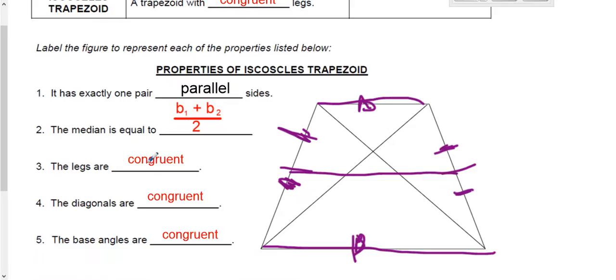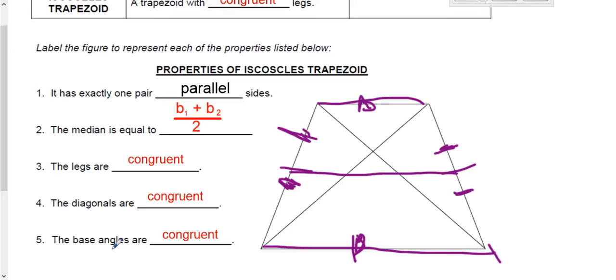Again, the legs in an isosceles trapezoid are equal. This whole side equals this whole side, so when the median splits it, these pieces are all equal. If you draw the diagonals, we didn't talk about the diagonals in the other one because they don't do anything special, but in this one, in an isosceles trapezoid, they are the same size.